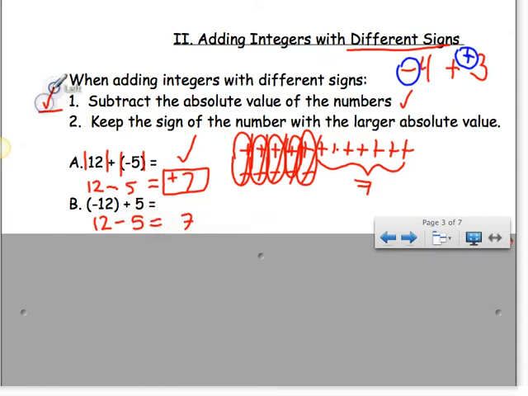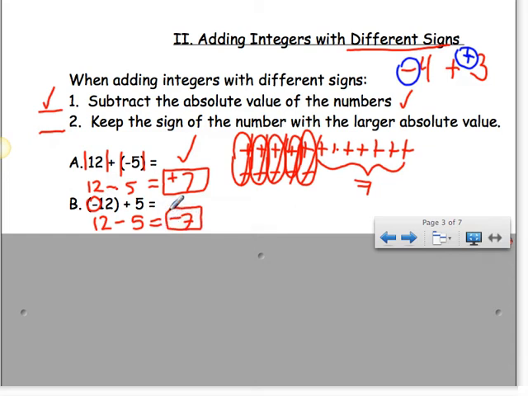But now, keep the sign of the number with the larger absolute value. The number with the larger absolute value, again, is 12. And since 12 was a negative, my sum is going to be a negative. And so this time, my answer is negative 7.